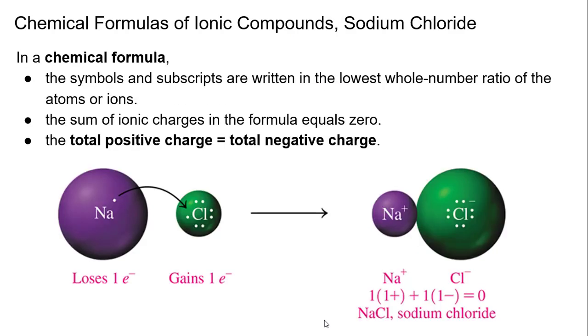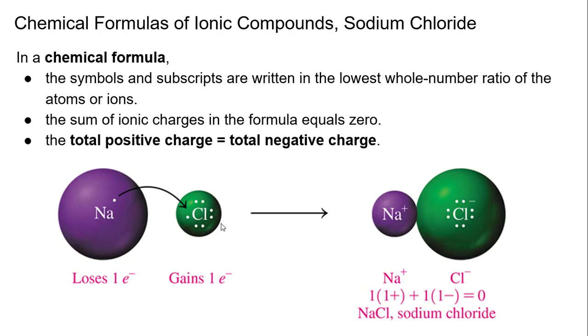Chemical formulas of ionic compounds. So we have learned the elements. If we look at the Na, we know that that's sodium by now. You should look at a periodic table and know that. Same as Cl. But how do you write them when it's a compound joined together? That's what we're going to learn.